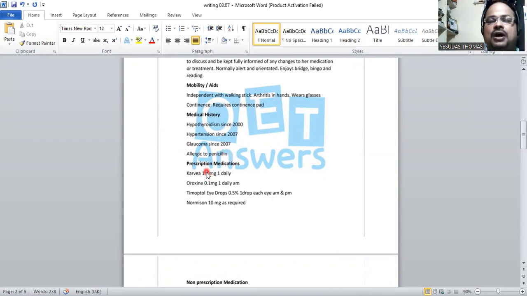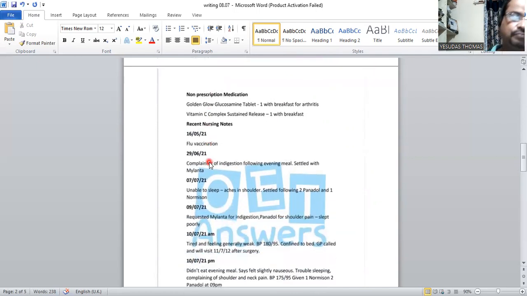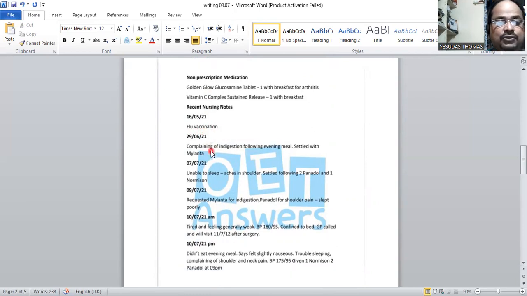And the medications. This is another thing that we are going to include. What are her regular medications? We have some prescribed medication, and some non-prescribed medication too. This is important data. We don't need the flu vaccination. It has no relevance with the current situation. So we can summarize these things into a sentence or two.